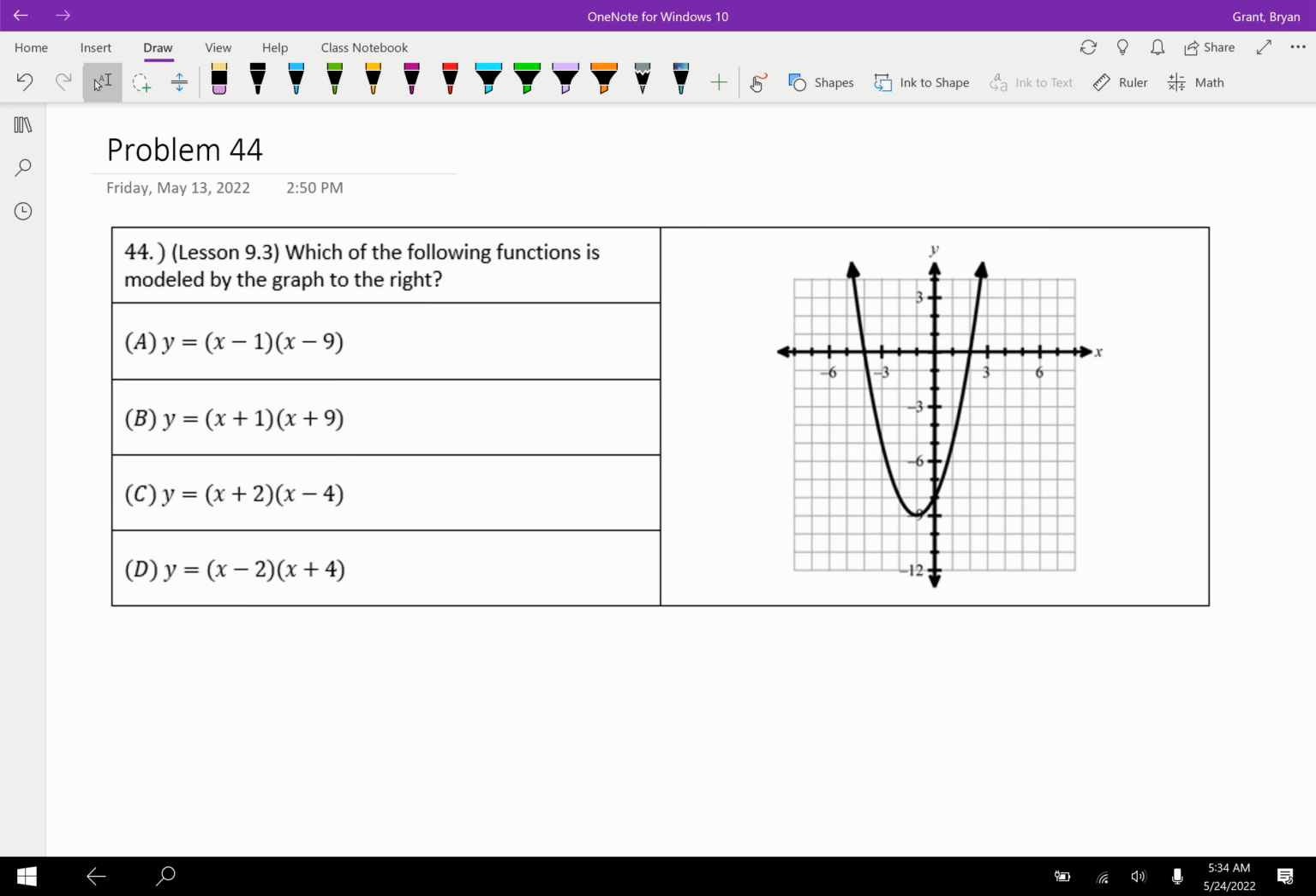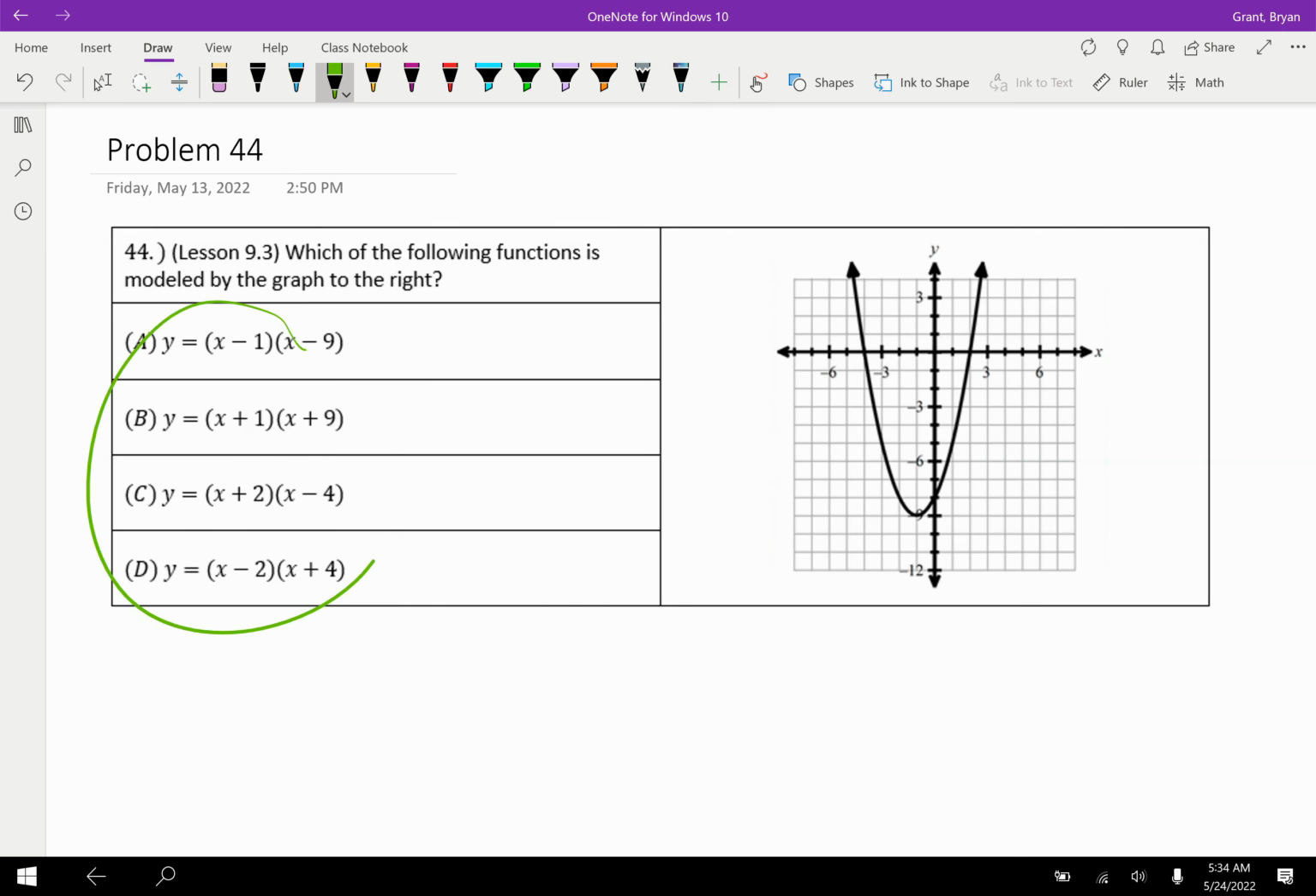We're looking at problem 44, which comes from lesson 9.3. It was a lesson on how to graph equations in intercept form. So they want to know which of the following functions is modeled by the graph to the right. All right. Well, there are a couple ways to do this.